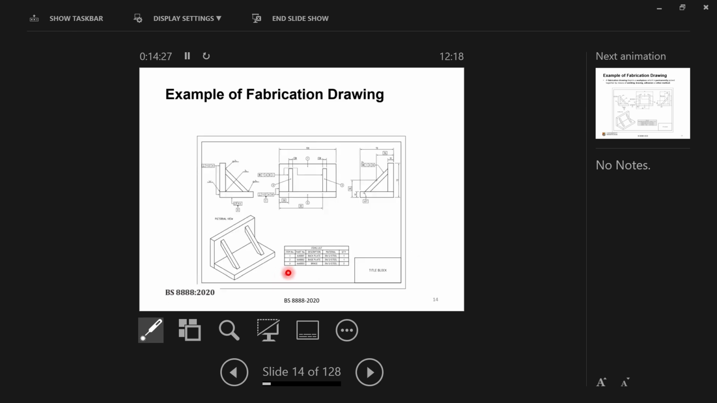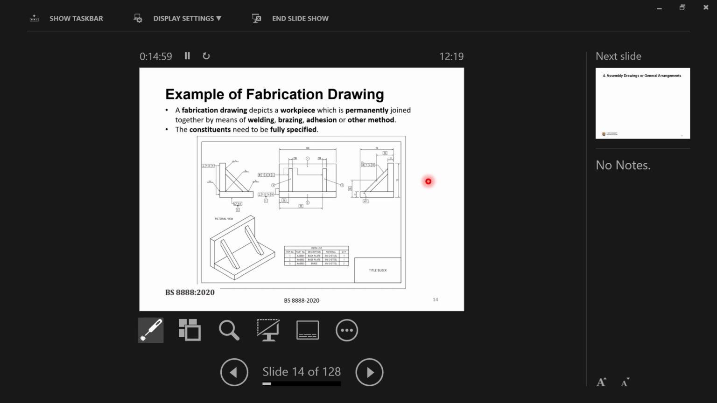So here is another example of what's called fabrication drawing. In fabrication drawings, we are talking about different components that are permanently joined together. It's not an assembly drawing, because in assembly drawings, you can easily assemble and disassemble. But these are components that are permanently joined together. That's why they are called fabrication drawings. They are permanently joined together using welding, brazing, adhesion, or any other method, but eventually they are just put together.